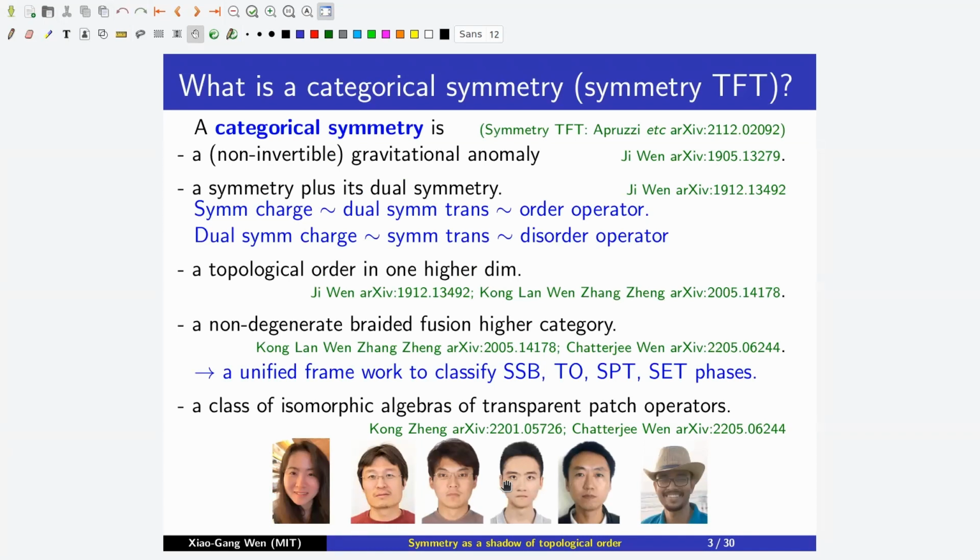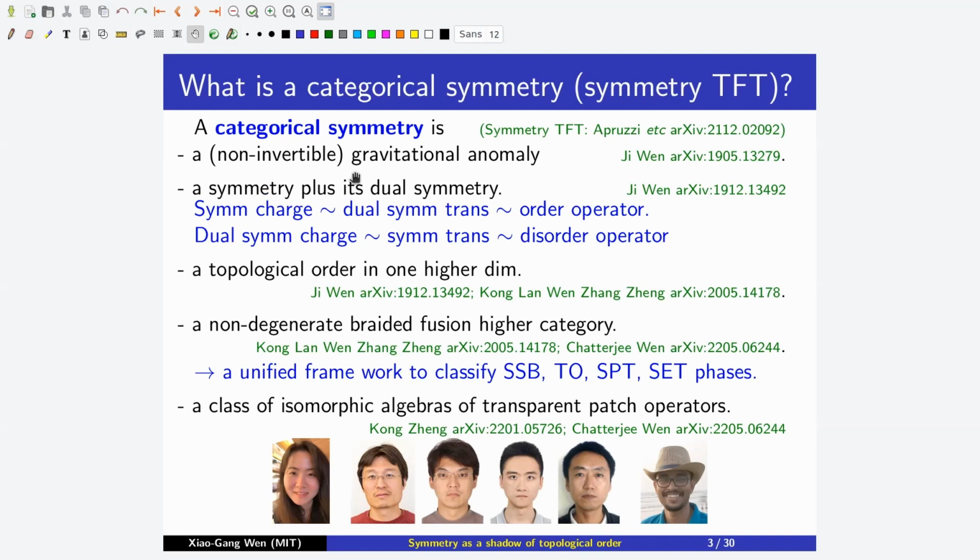There are many points of view, and one point of view is that this categorical symmetry is a gravitational anomaly, so it's kind of an anomaly. We also know that anomaly can constrain the low energy dynamics, just like symmetry can constrain low energy dynamics. So it turns out that this non-invertible gravitational anomaly is something very general. It turns out it happened to be the symmetry we want to talk about, this categorical symmetry. Then another point of view is simpler to understand.